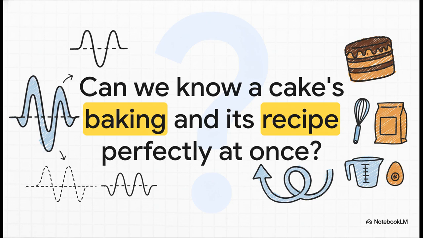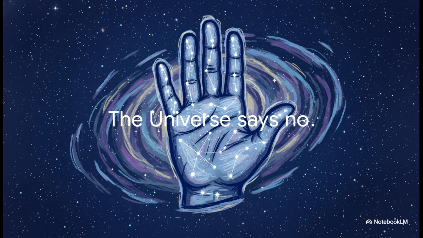So here's the question. Can you know exactly when the cake is perfectly baked? I mean, down to the nanosecond. And at that exact same instant, also have a perfectly precise list of all its ingredients? The simple and frankly profound answer from the universe is no, you can't. And it's not because our tools aren't good enough. It has nothing to do with our ability to measure things. It's a fundamental rule of how things work.